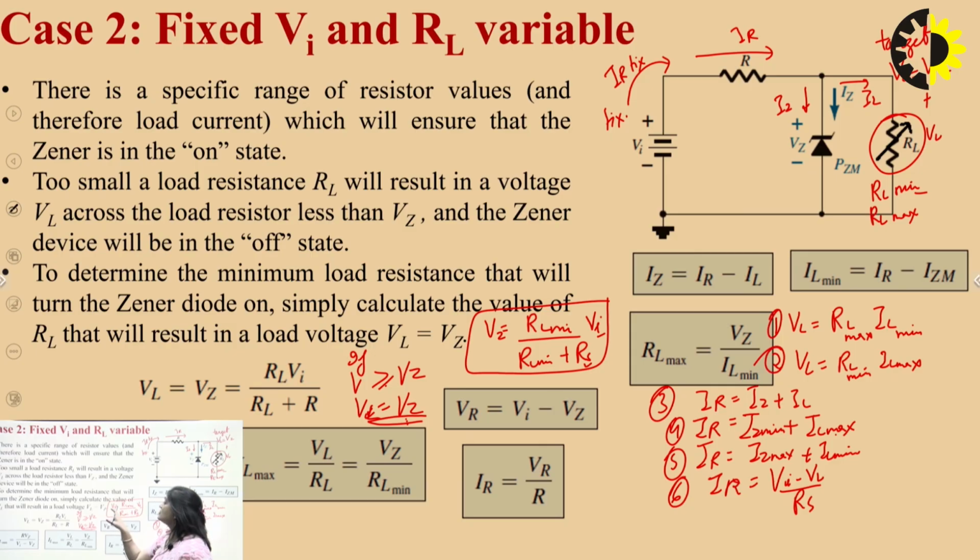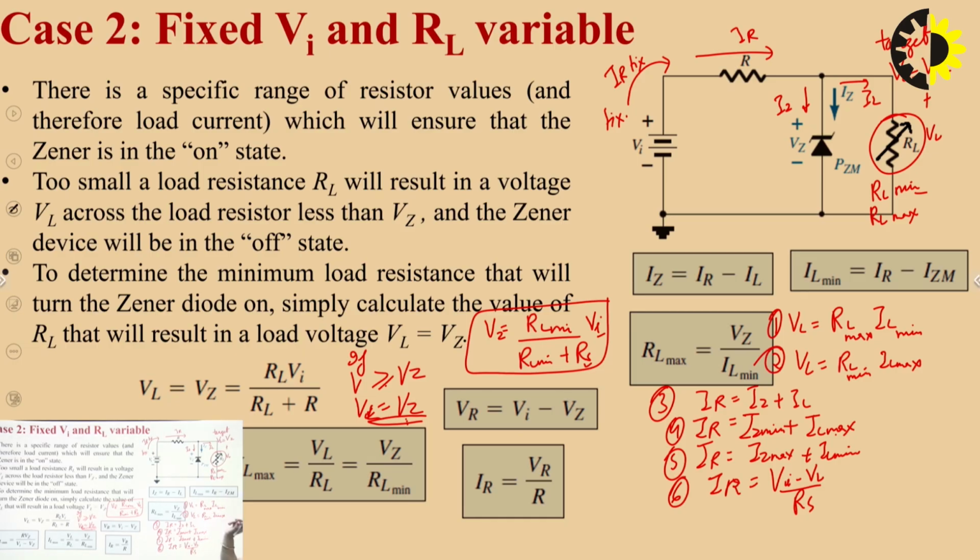So the minimum value of V, I have kept here as VZ. And this V depends upon the load resistance. So what may be the minimum value of the load resistance? That will be the minimum value which can bring the voltage across the zener equal to VZ. Then only this condition will be achieved. So this is how we can find out the value of RL minimum. And for RL max, we can use this formula, that is RL max is equal to VL upon IL minimum.